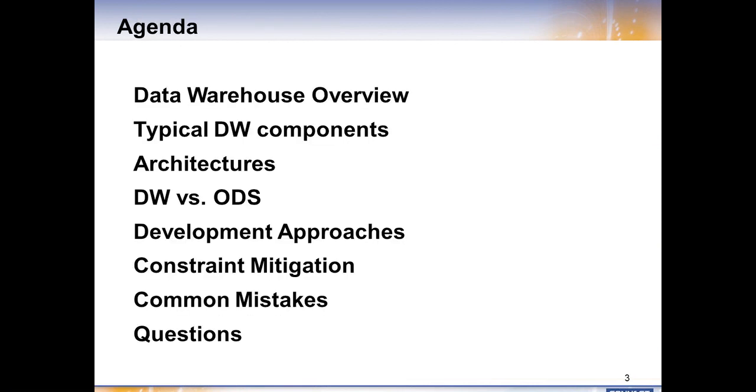So some topics we're going to cover today. We're just going to start off with an overview of what a data warehouse is and talk about some of the components. Then we'll get in a little bit more to the different architectures that might be available. I'm going to mention briefly the difference between a data warehouse and an operational data store. ODS is operational data store. You'll hear that term sometimes, so I just want to make sure you're comfortable knowing what the differences are.